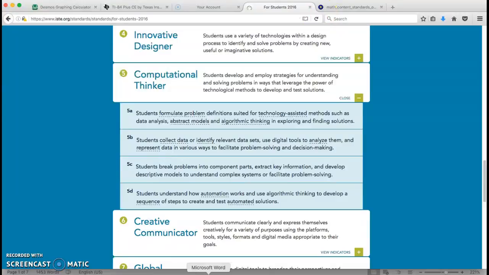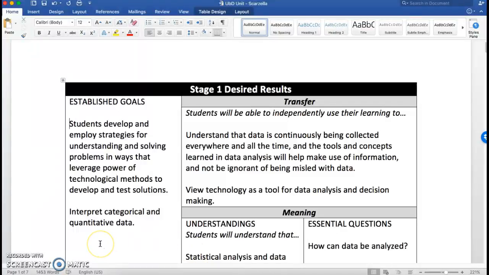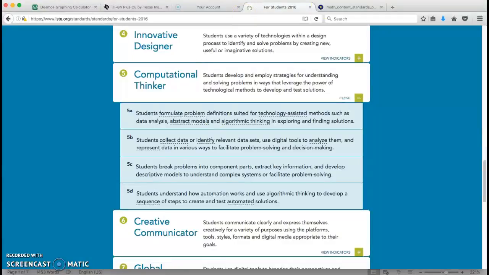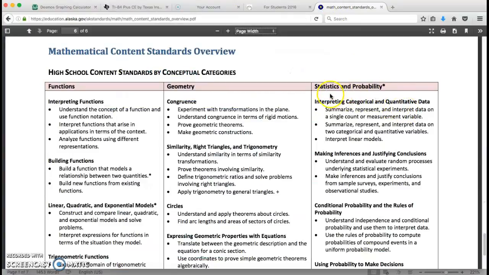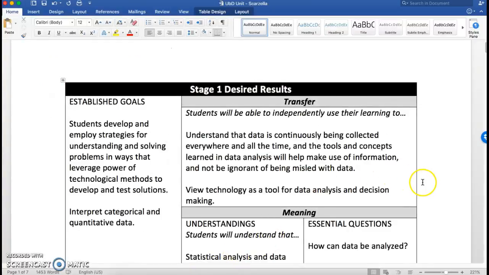And I also wanted to go into the Alaska Math Standards, which was interpret categorical and quantitative data. And that is actually here as well under statistics and probability in the Alaska Math Content Standards overview. So that's where my unit is based on. And so all the descriptions here are basically from that.